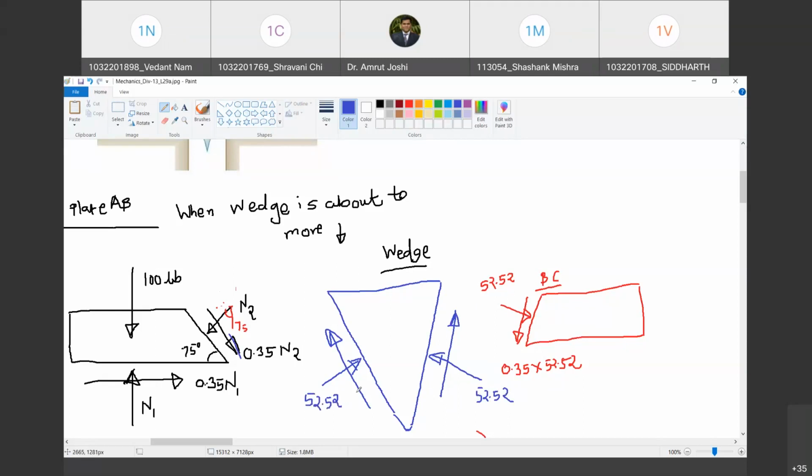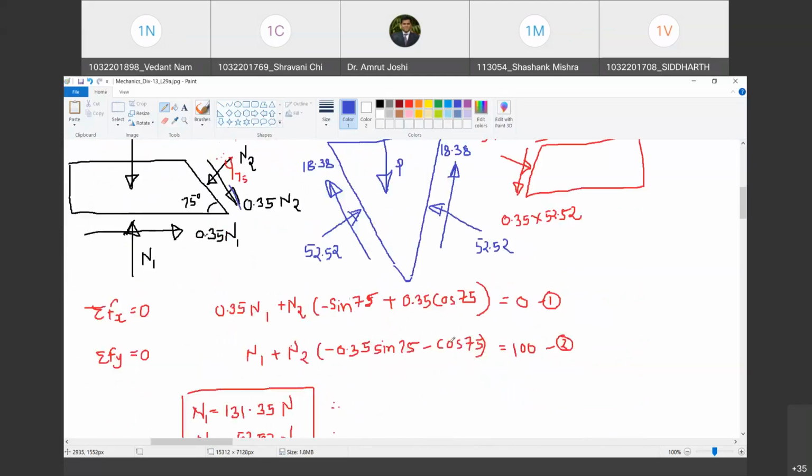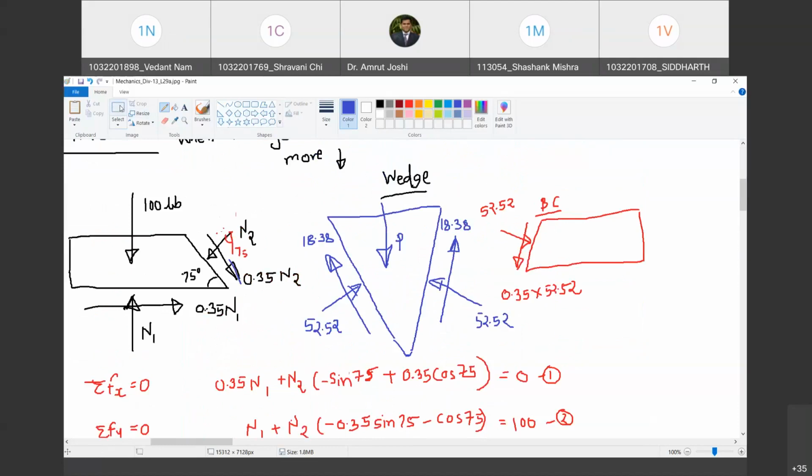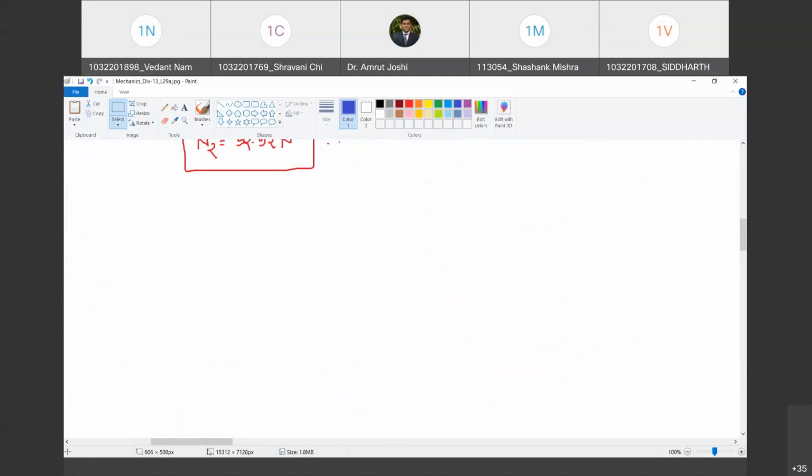Sir, it's 18.38. So this is 18.38 and this is also 18.38. Do you agree with me? Yes, sir. And on this wedge, you also have a force P. Happy? Yes, sir. Now, to the free body diagram of wedge, let me copy this down. यहाँ पे मैंने understanding के लिए यहाँ पे draw किया. Are you with me? Yes, sir. Let me copy it down.